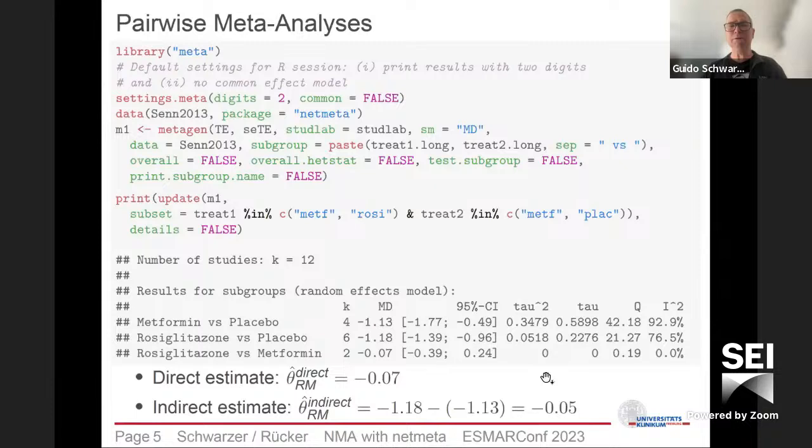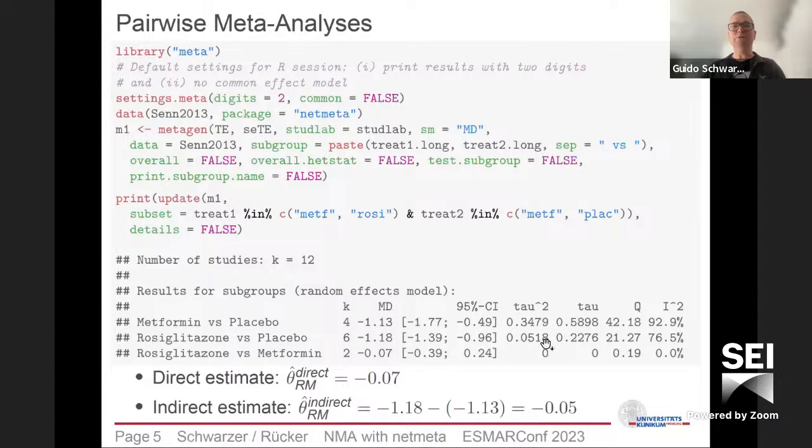We can see here the estimates for the between study variance in these subgroups. Subgroup here means pairwise comparison, as we see here in the front. And the estimation here is done using the REML estimator of tau squared. The direct estimate is given here directly in the last row. And the indirect estimate we can calculate by subtracting the first value from the second one. And then we have here the direct and indirect estimates, which in this case are quite similar.